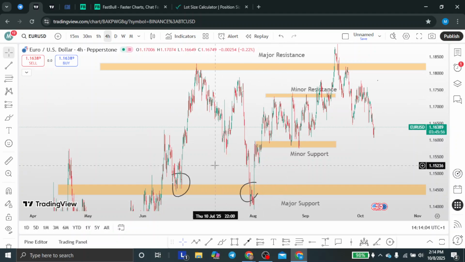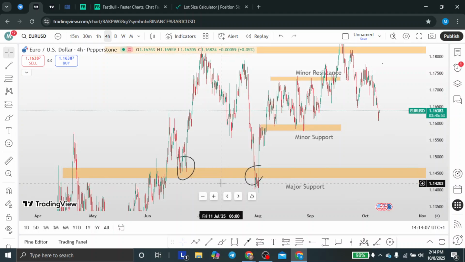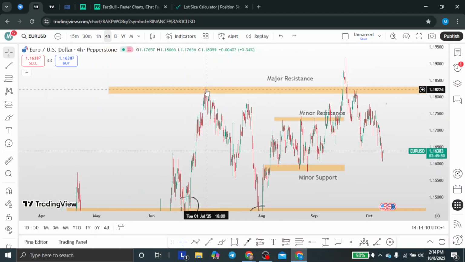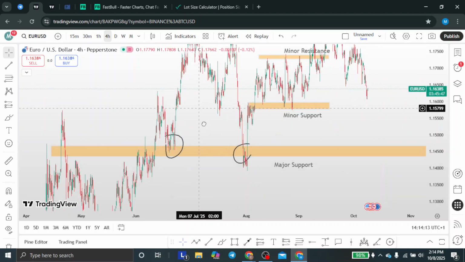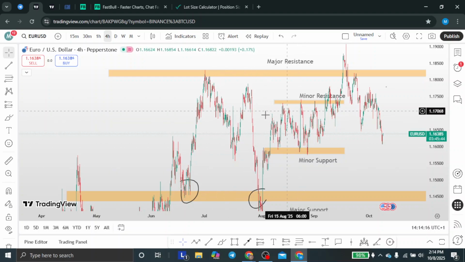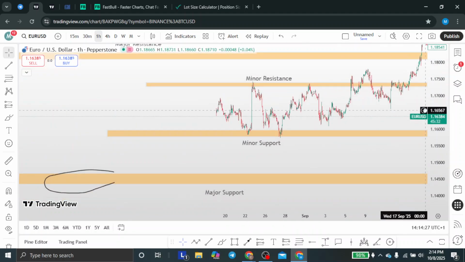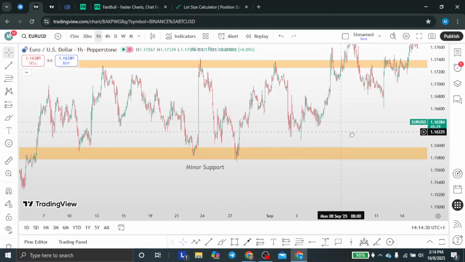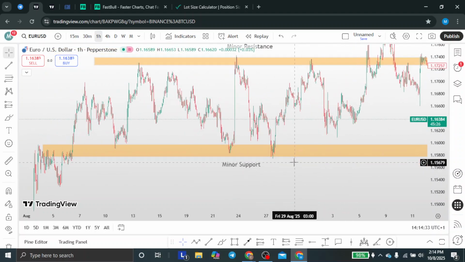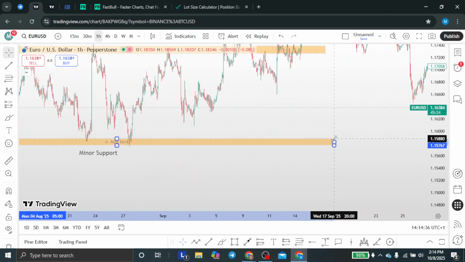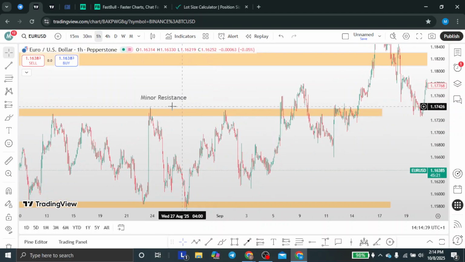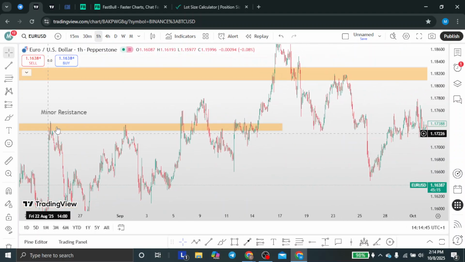So the first thing we want to do is we've highlighted the major zones on the 4 hour. Our resistance is here, our support is here. All that is happening inside here will be classified as our minor zones. For us to see it clearly, we want to go on to at least the 1 hour. On the 1 hour, you will see the chart clearly. You can see this is a minor support, and this is a minor resistance, just like we explained in the last class.